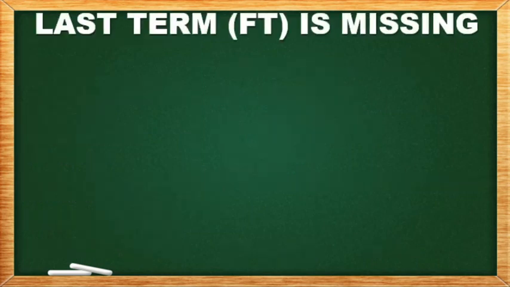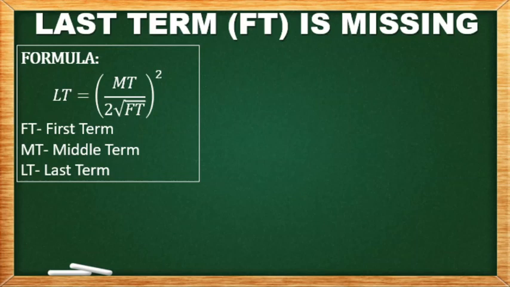Next example is when the last term is missing. We also have a formula to find Lt, almost the same as finding the first term. Lt is equal to the square root of Mt over 2 times the square root of Ft. Ft is our first term, Mt is our middle term, Lt is our last term.